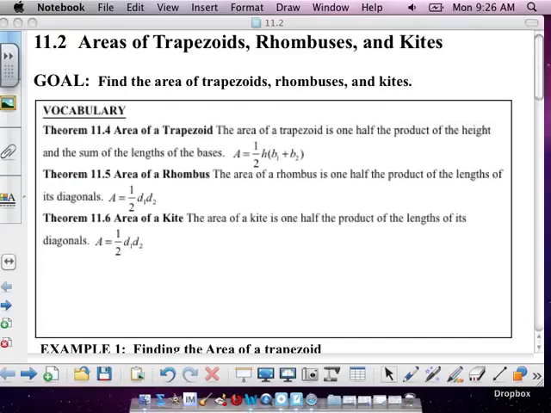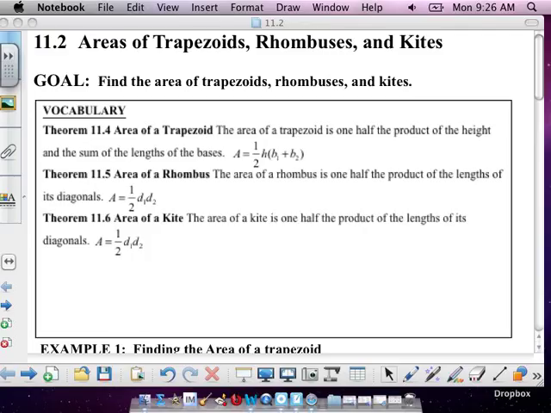All right, ladies and gentlemen, we're looking at 11.2, trapezoids, rhombuses, and kites. We've already talked about the area of the trapezoid with our discovery lesson. So the area of a trapezoid is 1/2 the product of the height and the sum of the lengths of the bases. 1/2 height times base 1 plus base 2. Area of a rhombus is 1/2 diagonal 1 times diagonal 2. And the area of a kite is 1/2 diagonal 1 times diagonal 2.